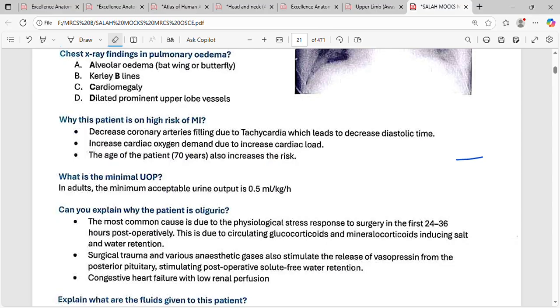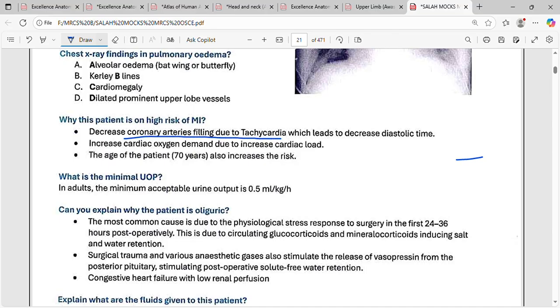Okay, now moving on to the next question. Why is there a high risk? Because there will be no proper filling of the coronary arteries during tachycardia, which leads to a decrease in diastolic time. There is increased cardiac oxygen demand due to increased cardiac load, because there will be hypervolemia. The age of the patient is 70 years, so there is high risk. What is the minimal urine output? In adults, the minimum acceptable urine output is 0.5 ml per kg per hour.